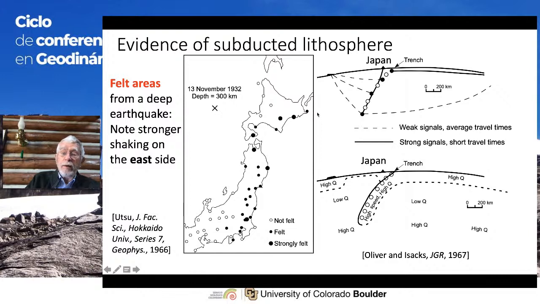And the explanation, which was not obvious until the subduction of lithosphere was clear, is simple. If you have an earthquake at 300 kilometers depth and the path goes up through the asthenosphere, the waves are attenuated so much that you don't feel it. But if the earthquake occurs here and the path is up the slab all the way, so that it does not pass through the asthenosphere, you can feel it. And so this nearby absence of feeling the earthquakes and farther away sensing them is simply due to this window of high Q.